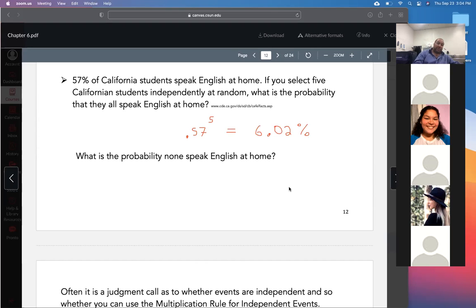Now, what's the probability that none of them speak English? 0.43 raised to the 5th. 0.43 to the 5th, which is? Anyone? About 1.47%.